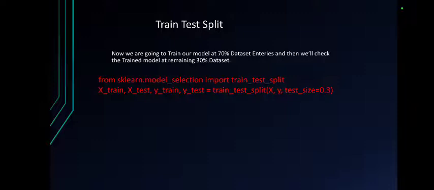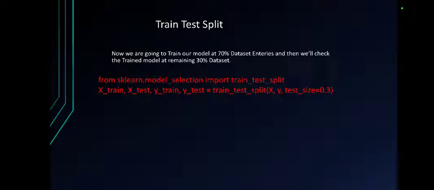Now, since we have understood the data, the next thing we are going to do is the train test split. That's where machine learning or data science comes in. What I have done here is train the model on 70%, and the remaining 30% is unseen by the model. So the model is going to learn everything on 70%, and then I'm going to give the remaining 30% to the model, and it's going to predict it.